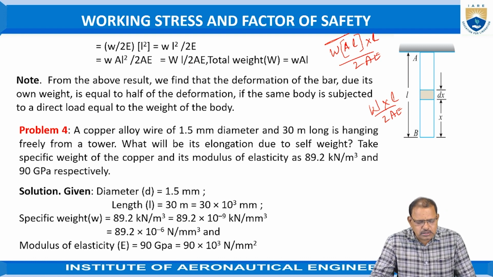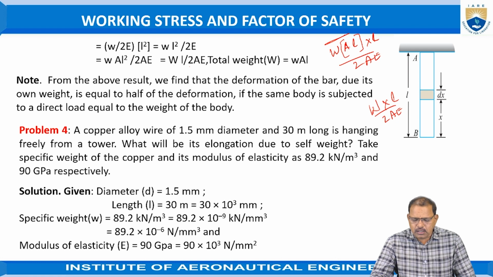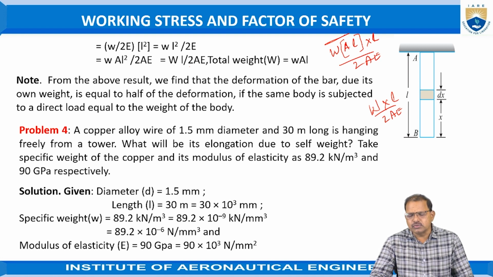Okay, last problems. A copper wire of 1.5 mm diameter and 30 meters long is hanging freely from a tower. What will be its elongation due to self-weight? Take the specific weight of the copper and its modulus of elasticity as 89.2 kilonewton per meter cube and 90 gigapascal respectively.